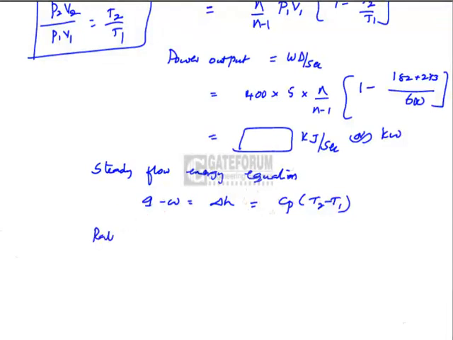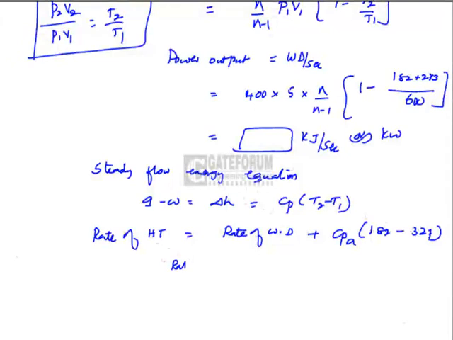Therefore, rate of heat transfer is equal to rate of work done, that is power output, plus Cp of the air into (182 minus 327). Cp of the air is given, rate of work done is calculated above, and rate of heat transfer could be calculated in kilojoule per second. There is a small correction here.